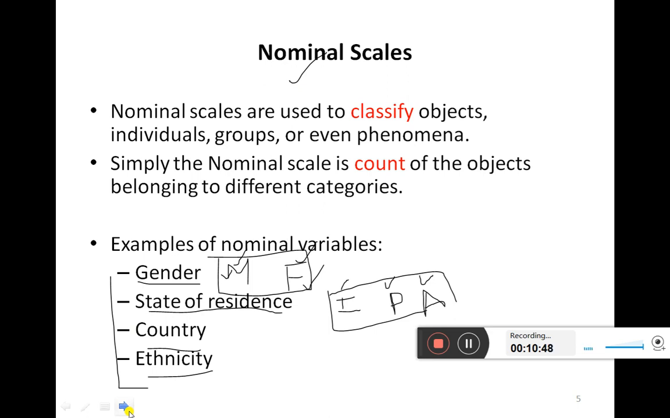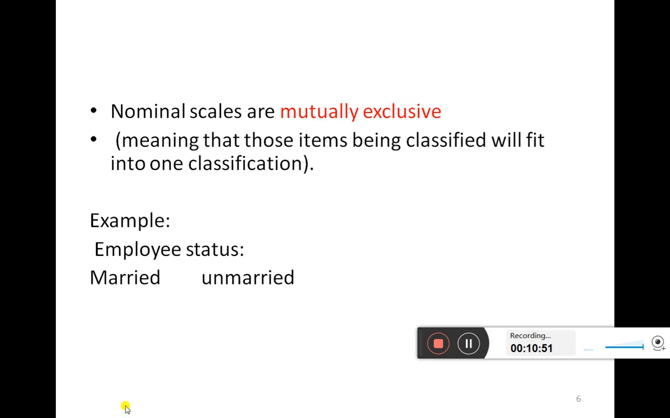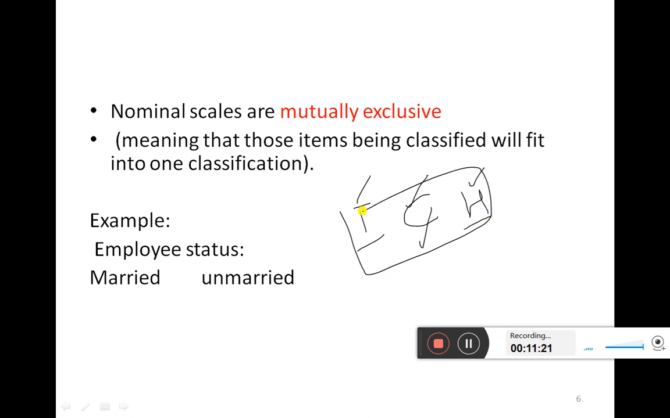For example, religion. A person who ticks Islam cannot at the same time be Christian or Hindu. A person who belongs to the Christian religion doesn't mean that at the same time he must belong to Hindu. It means religion is basically a nominal variable because it categorizes into three different levels. Hope a bit of the idea will be clear.